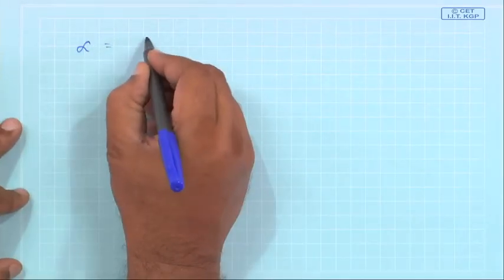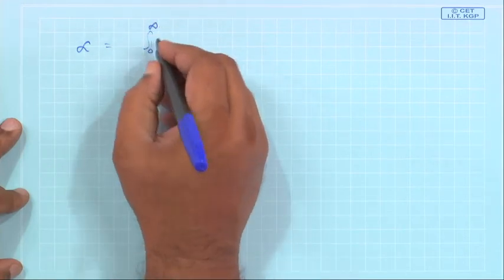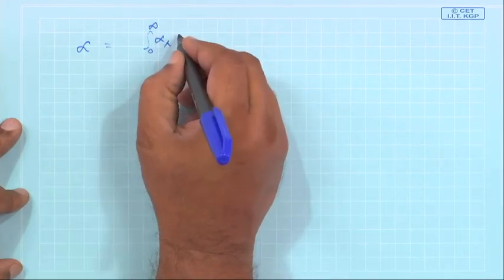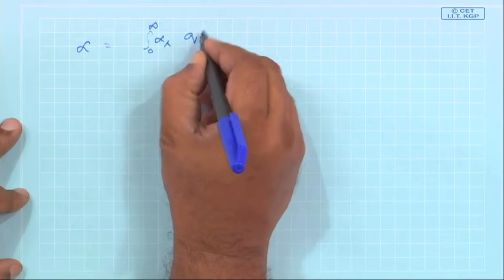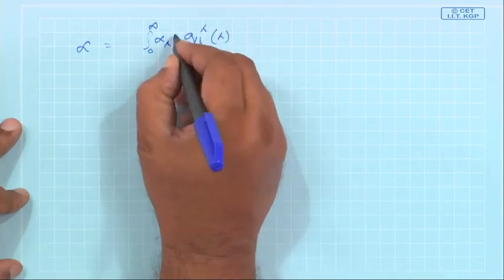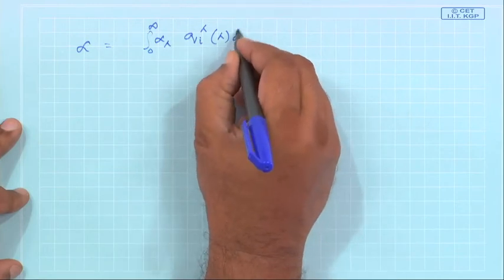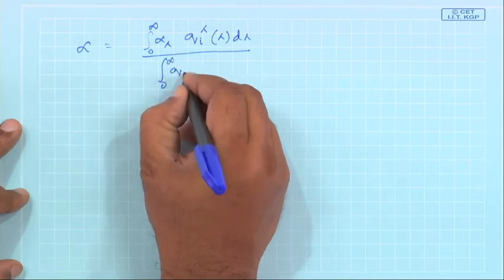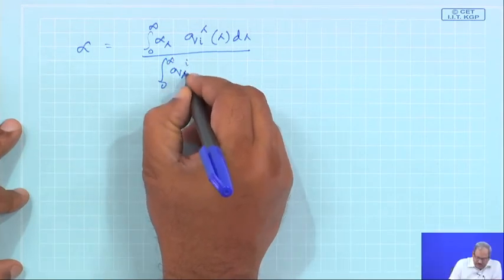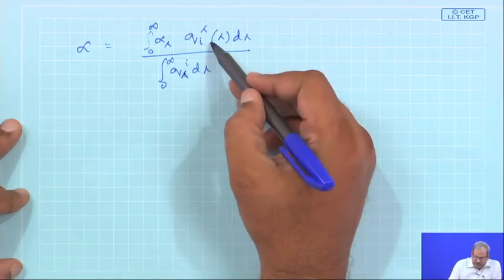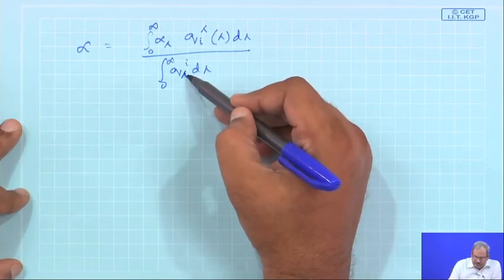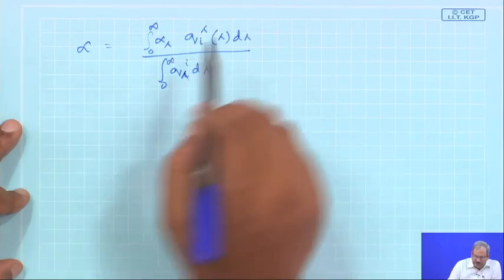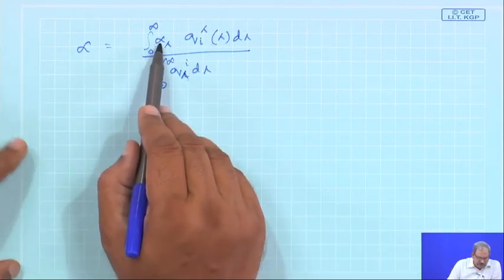Now comes the calculation of the absorptivity. So, how do I calculate alpha? The alpha is defined as the integral from 0 to infinity of alpha lambda, the spectral value, times q I lambda, which is a function of lambda, times d lambda, divided by the integral from 0 to infinity of q I lambda times d lambda. So, this is the spectral incident radiation, and this is the spectral absorptivity.